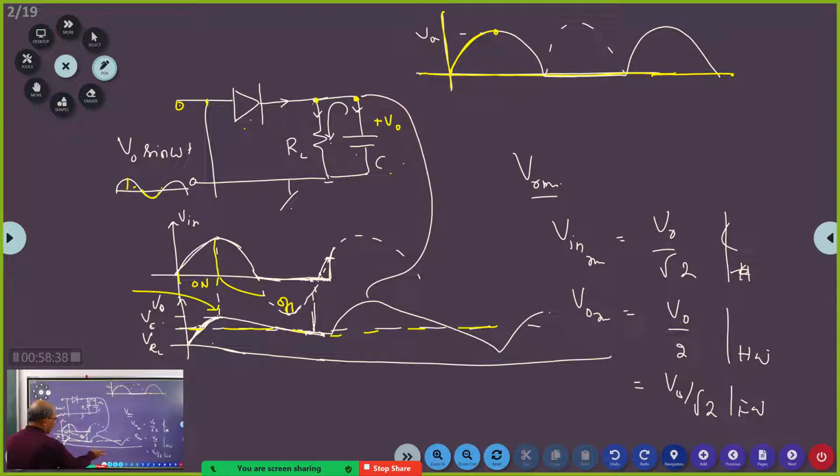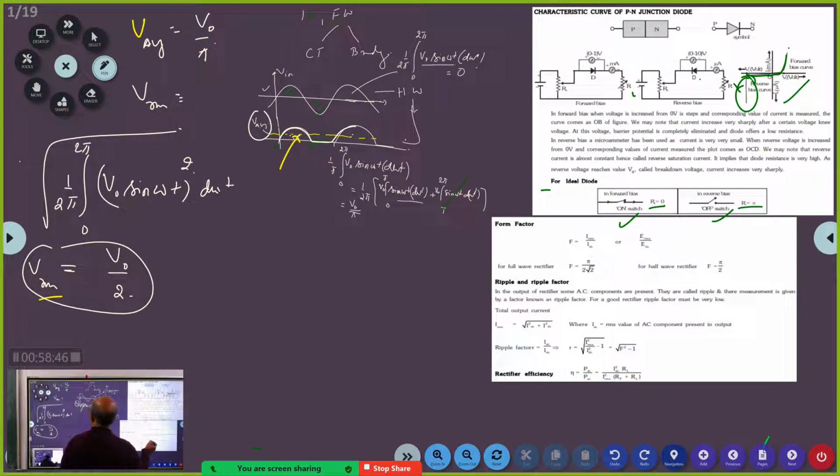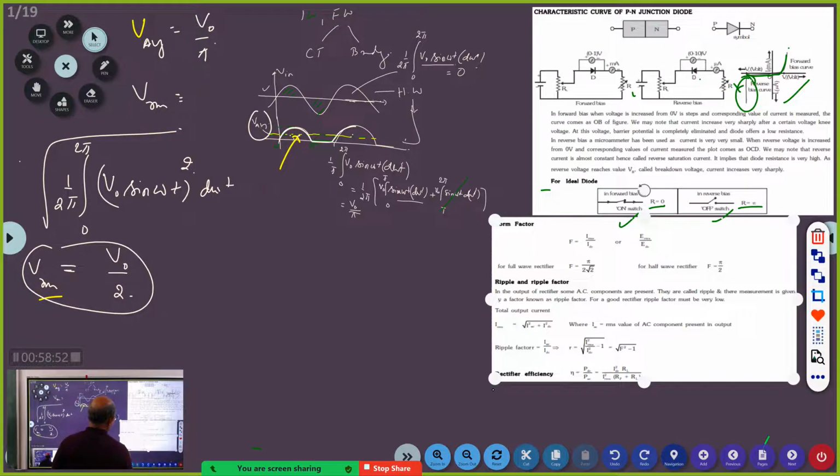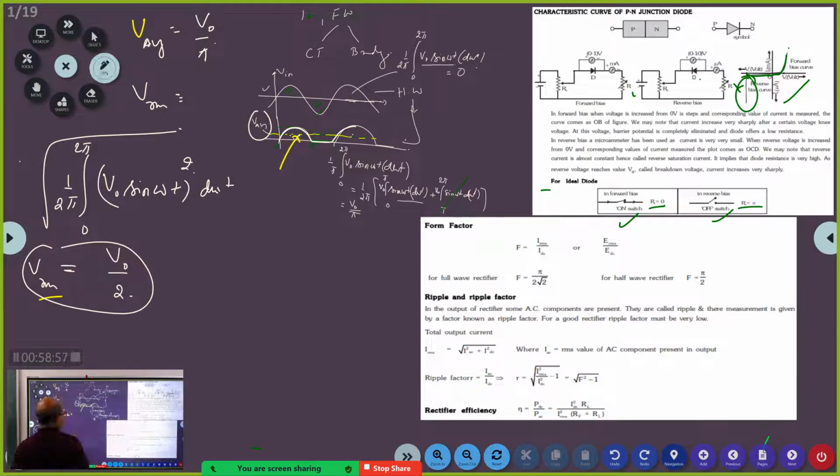Okay. Now, as far as the performance of the rectifier is concerned, we need to have some performance parameters. Those performance parameters are what we study. I hope you can read all this. What is written here? You can read the performance parameters.